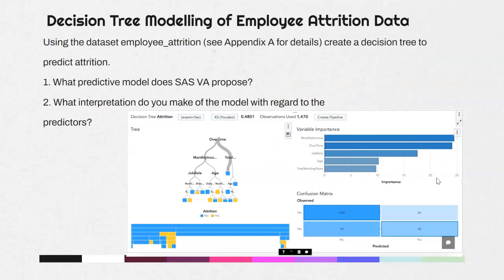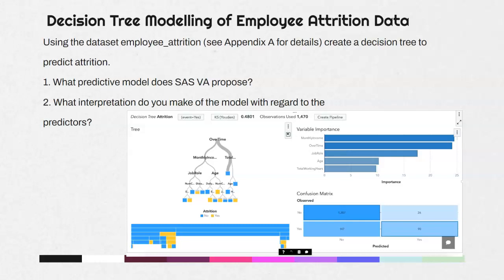So the decision tree modeling of employee attrition data. The questions we were asking were, what predictive model does SAS propose? And also, what interpretation do you make of the model with regard to the predictors? This is our dashboard here using the attrition set, and we can see a couple different things here.